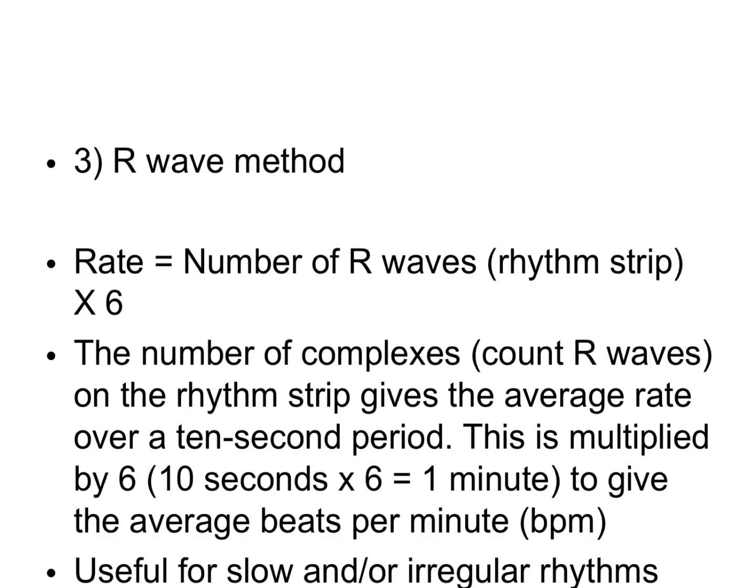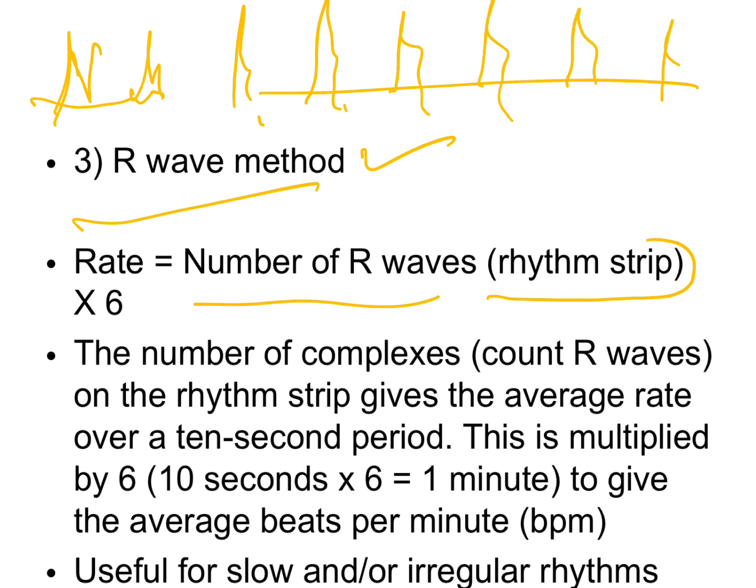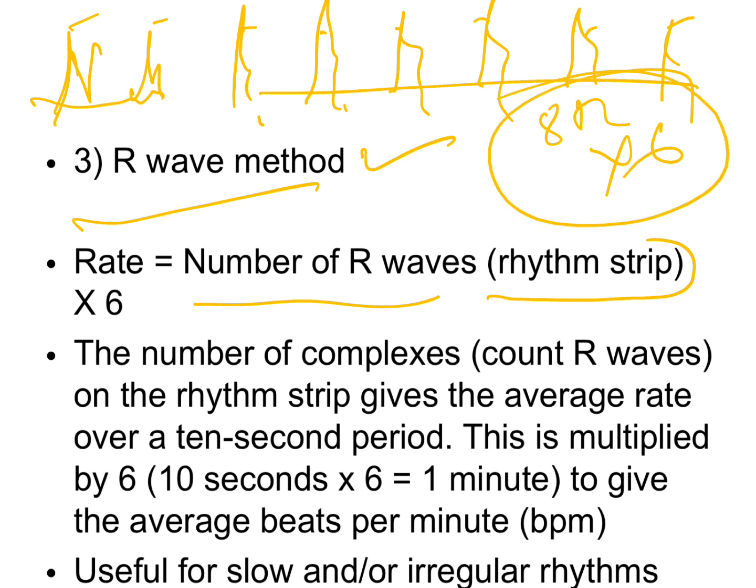Okay. Then next is the R wave method. This is the third method. Here in one rhythm strip, we see QRS complexes, QRS complexes, and so on. We just count 1, 2, 3, 4, 5, 6, 7, 8. If there are 8 R waves, we have to multiply by 6. Number of R waves multiplied by 6.